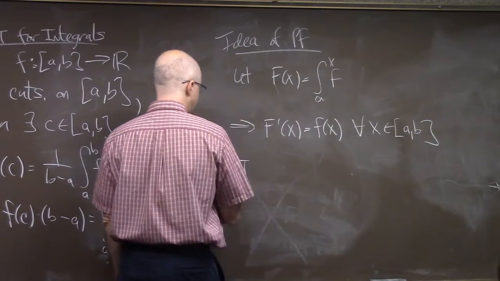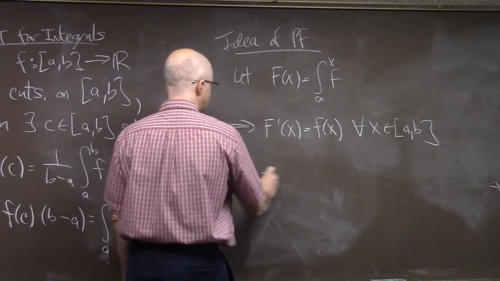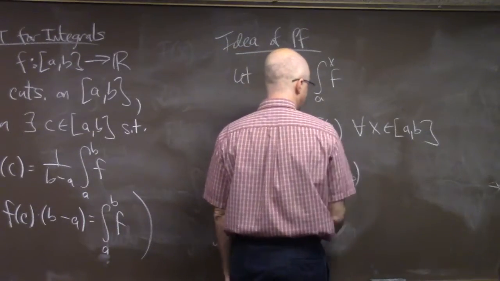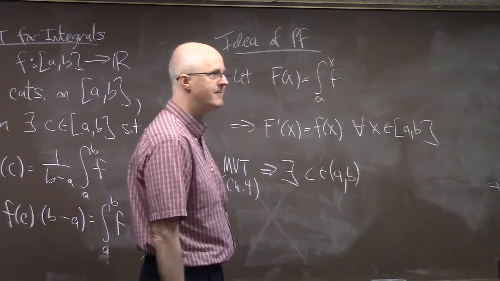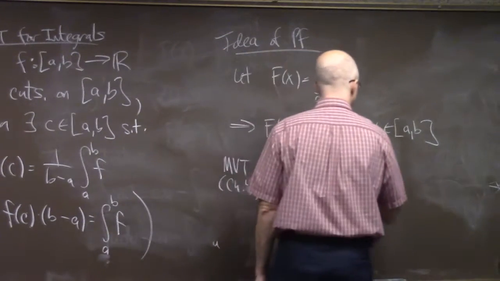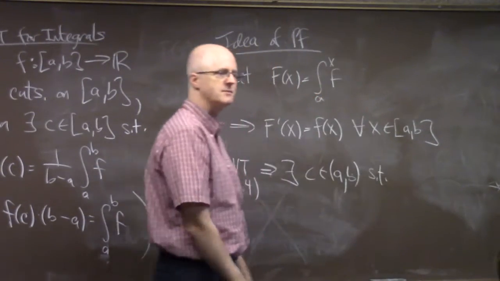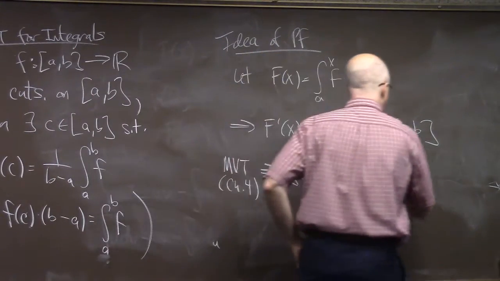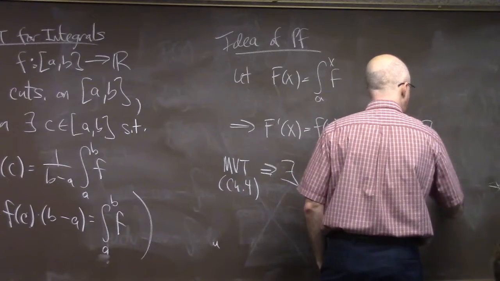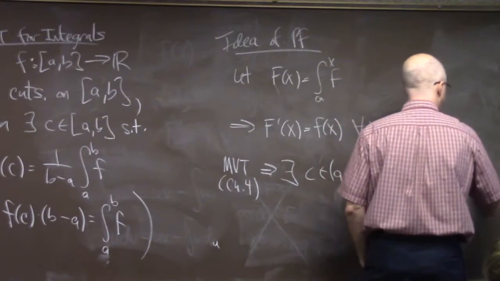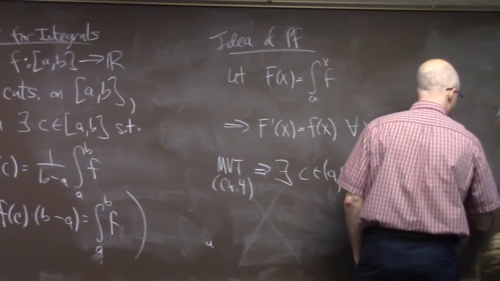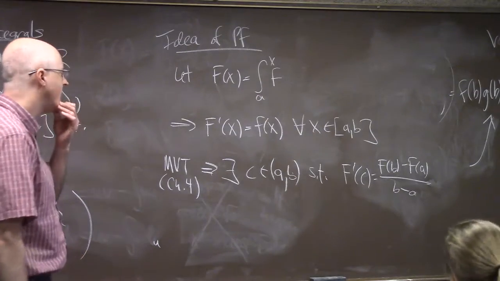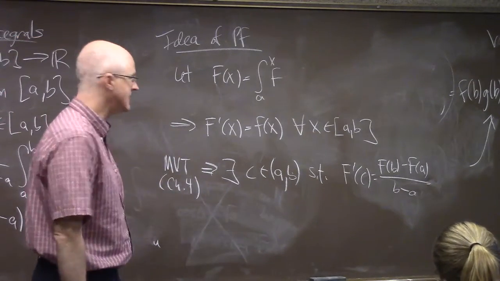Mean value theorem from chapter 4 implies there exists a C between A and B. In fact, you can say it's in the open interval from A to B. That should also mean it's in the closed interval from A to B as well. Such that capital F prime of C is capital F of B minus capital F of A divided by B minus A. But capital F prime of C is little f of C.